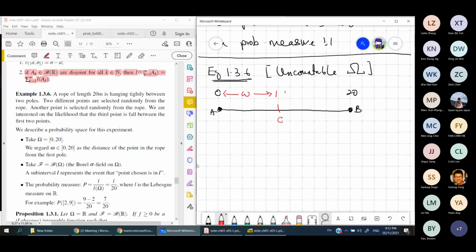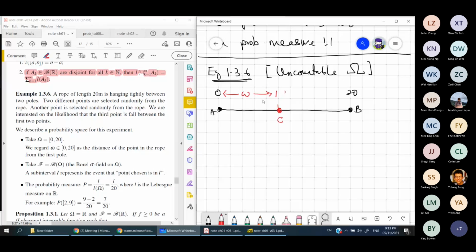Omega is the distance between A to C. I think that's a clear picture. So we just simply pick a point C, and then we see the distance of C to A. So from here, I think it's clear. The range for omega will be from 0 to 20, right? Because C could be A or B, depending on how we want to put the position.